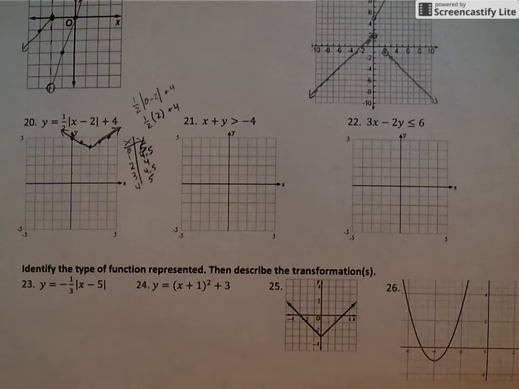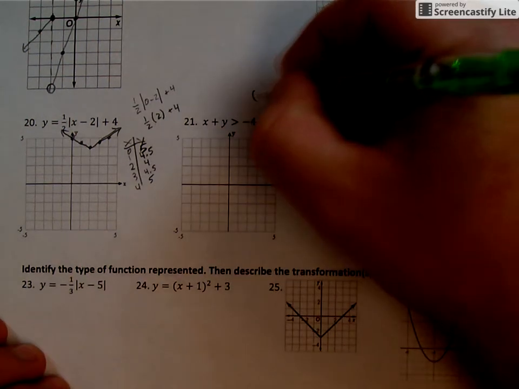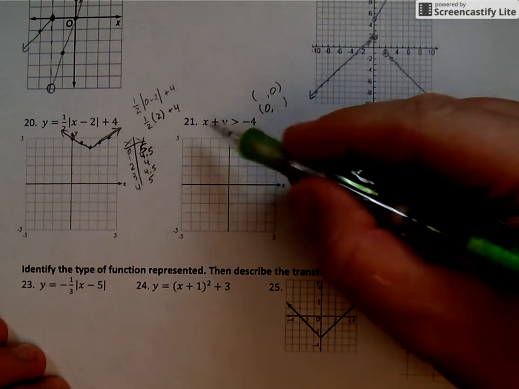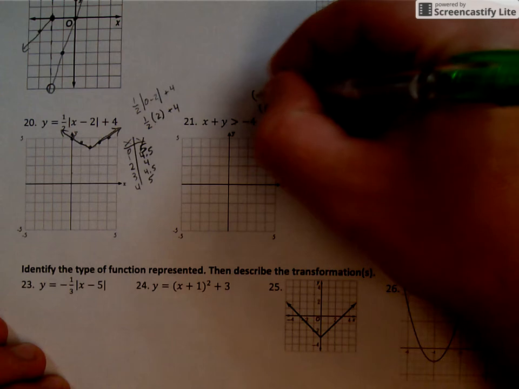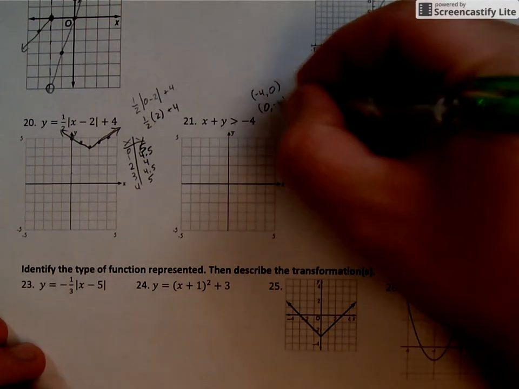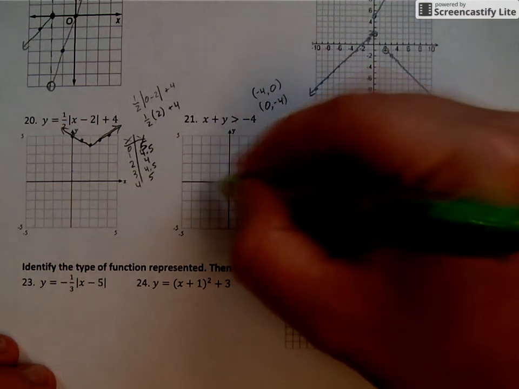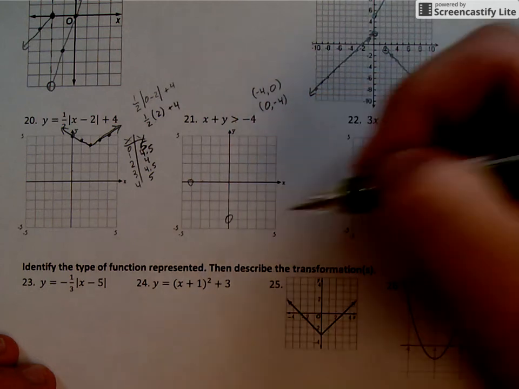Number 21, we see it's in standard form, so I might just find my x and y intercepts. If I plug in 0 for y, and we can pretend it's an equal sign when we do this, I get x equals -4, so an x-intercept of -4. When I plug in 0 for x, I get y as -4. So I have -4 and -4 for my intercepts. I can do open circles here, although the line being open is the more important piece.